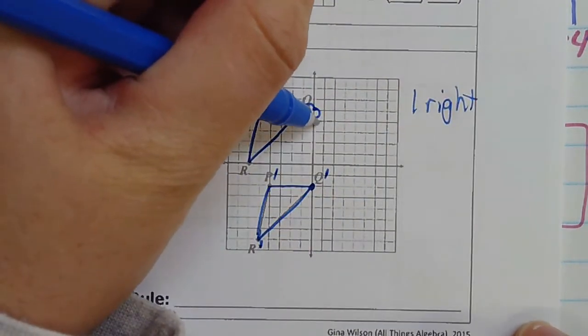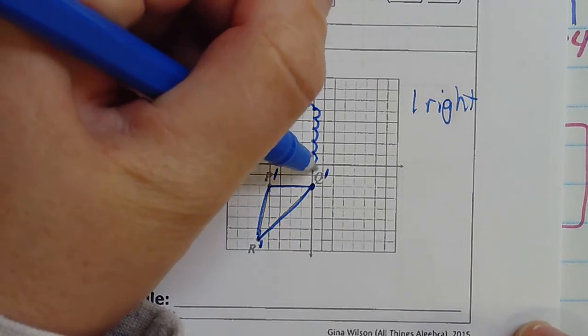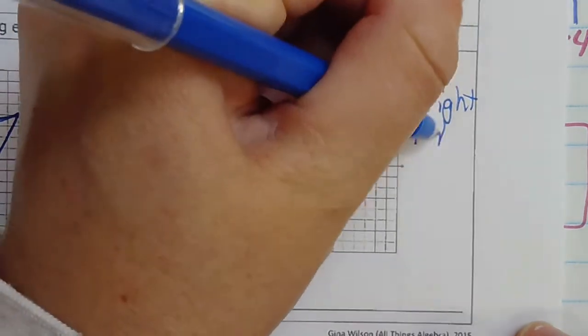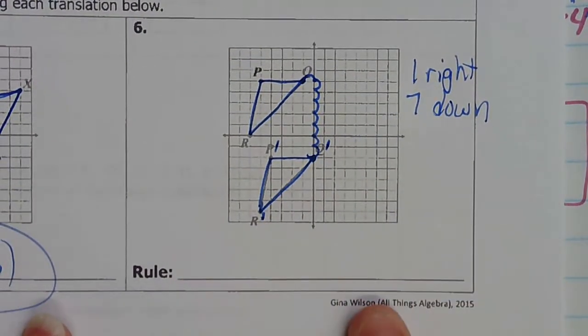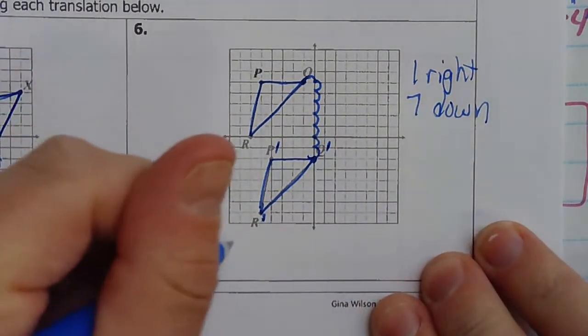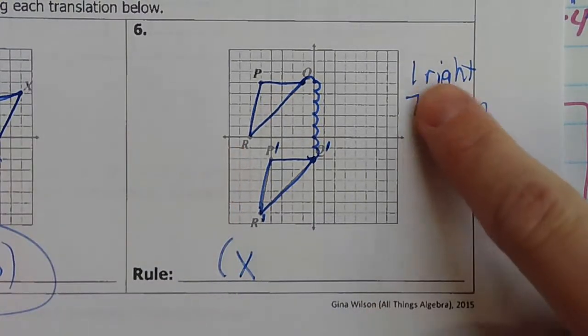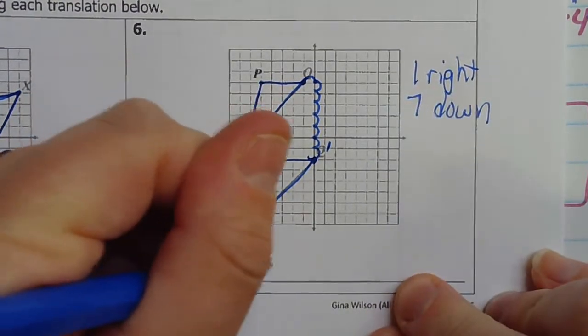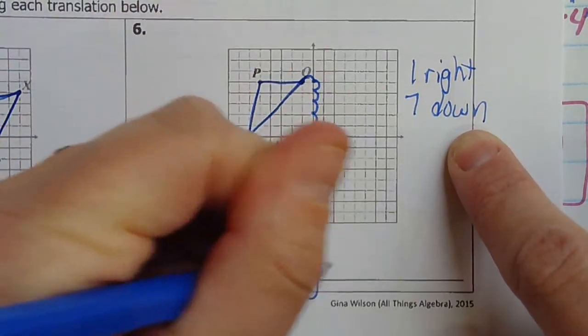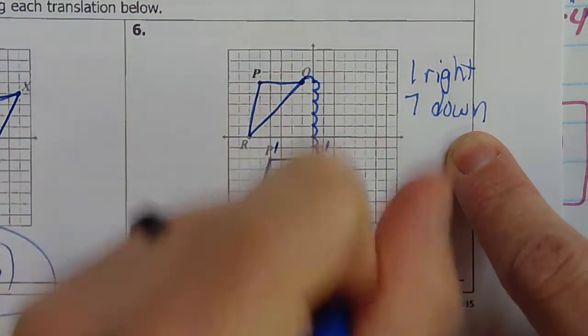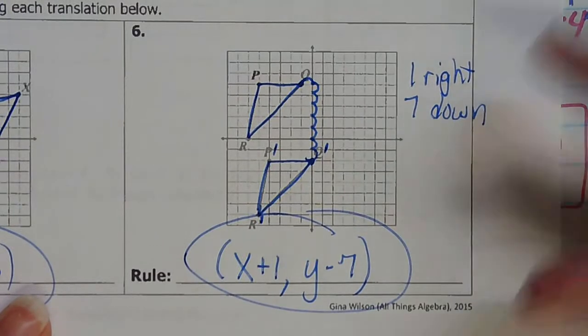And then 1, 2, 3, 4, 5, 6, 7 down. So now I have to write that as the translation rule. So I have X, and if I go 1 right, right is a positive direction. 7 down is a negative direction, so I would put Y minus 7. Does that make sense?